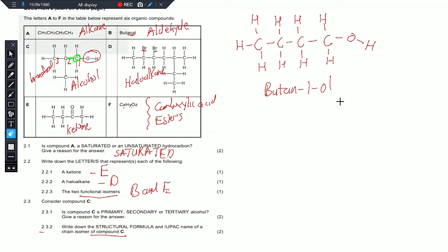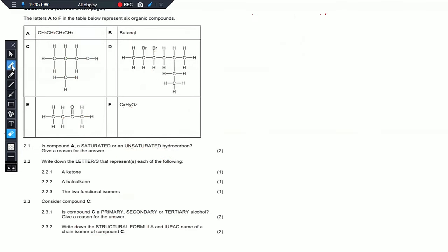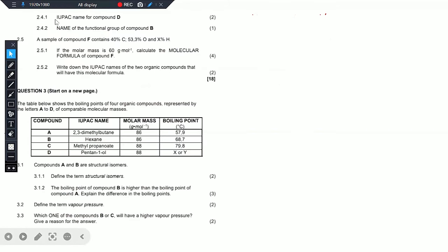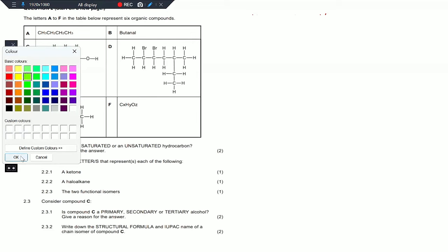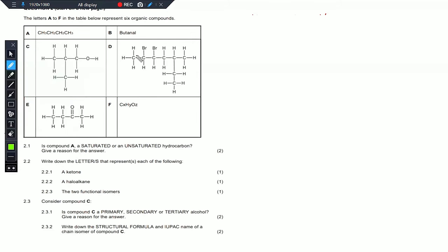Okay, and then now let's proceed to another question. So there's still more of these questions. Now 2.4.1. Let's check, is it that question? Write down the IUPAC name for compound D. Right. Write down the IUPAC name for compound D. Now, what is the IUPAC name for compound D? First thing that we need to do is obviously find our longest chain.